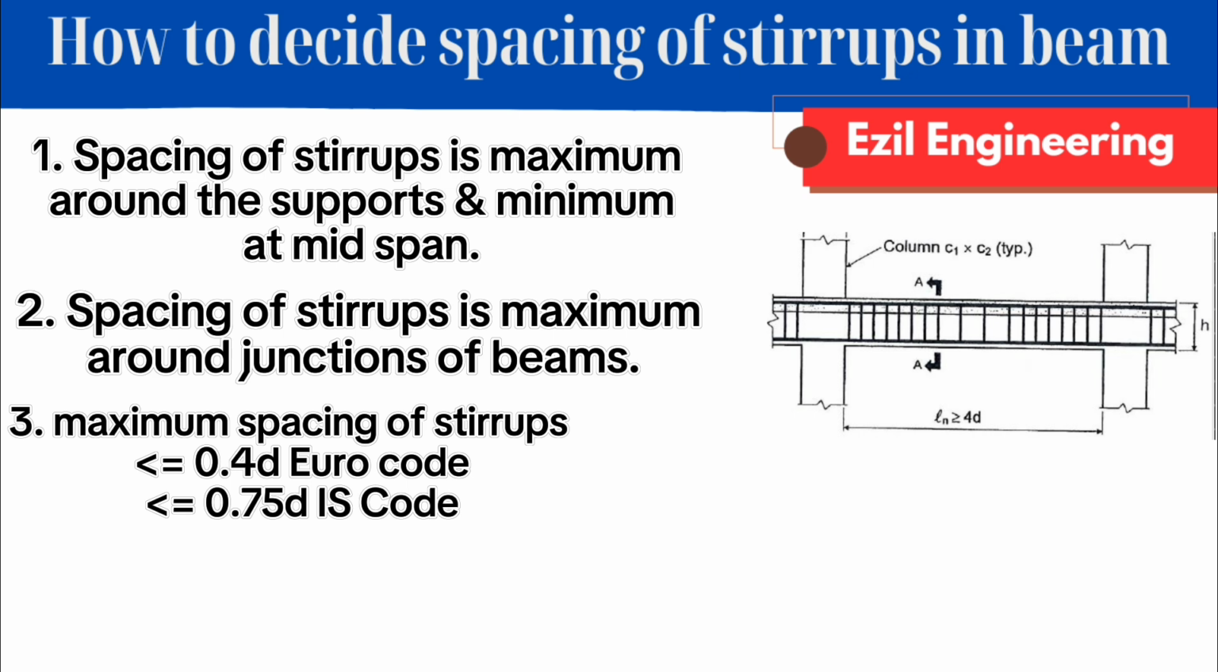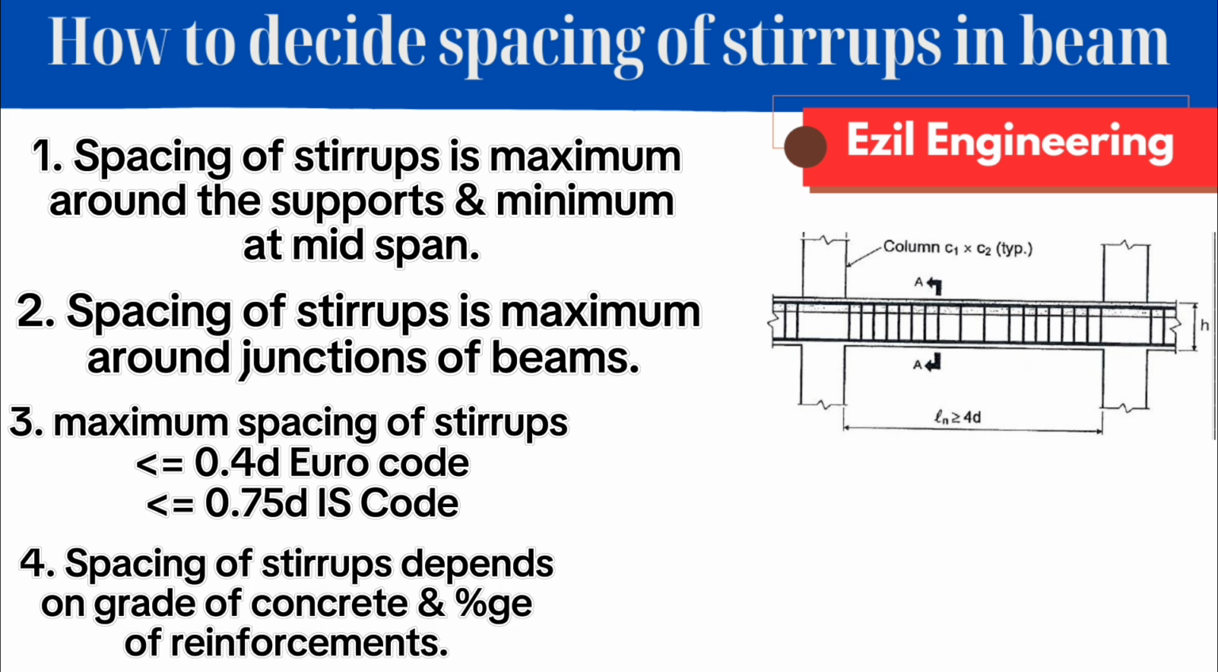And the minimum spacing of stirrups for a beam is 200 millimeter in case of Euro code. So you can use one of these codes. In case of Ethiopia, it's better to use Euro code because the Ethiopian Building Code Standard is the same as that of Euro code.